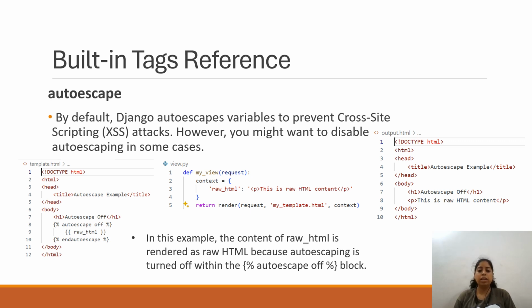In this example, the content of raw HTML is rendered as HTML because auto-escaping is turned off within the autoescape off block. As we can see, we have template.html here, and we also have views.py. And in the output, we have the HTML as it is in the template.html.